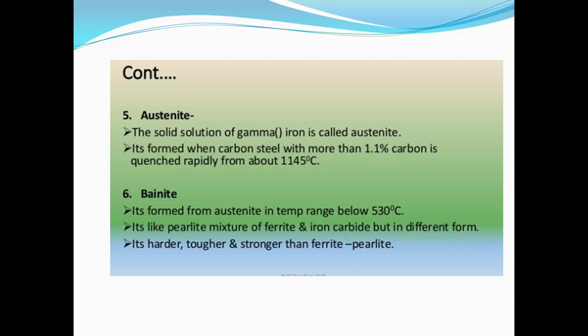The last one is bainite. It is formed from austenite in the temperature range below 530 degrees centigrade. It's like pearlite, a mixture of ferrite and iron carbide, but in a different form. It's harder, tougher and stronger than ferrite and pearlite. So we form this bainite when we transform austenite below the critical temperature, normally below 530 degrees centigrade. Normally bainite is a pearlite-like mixture of ferrite and iron carbide.